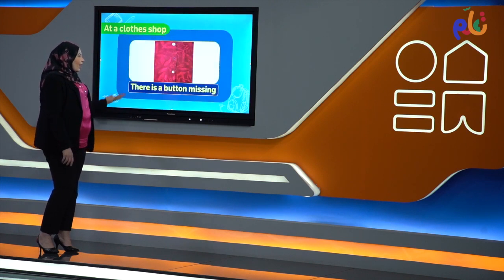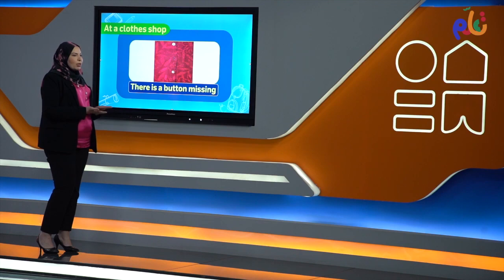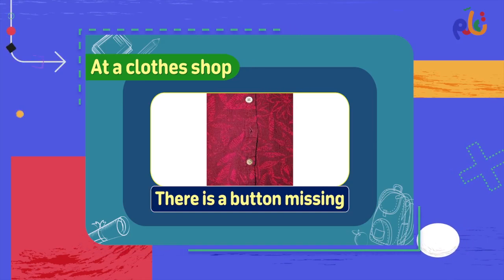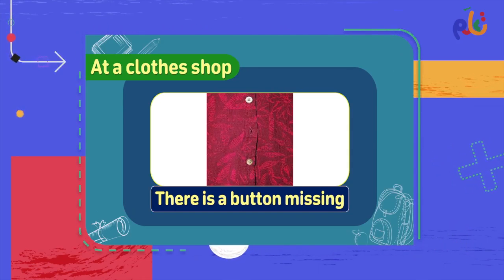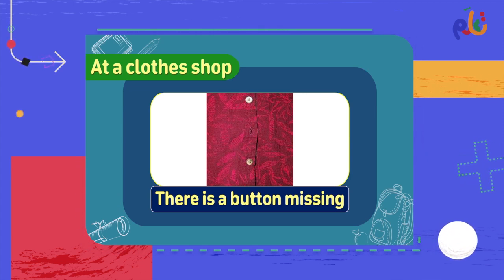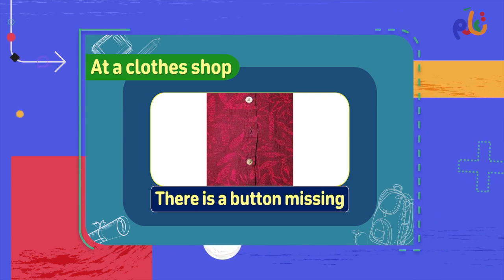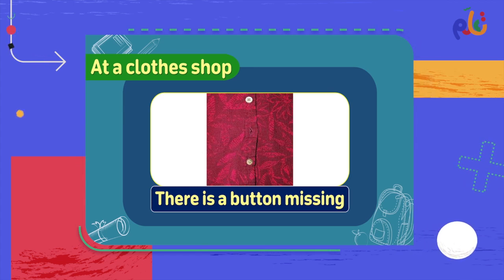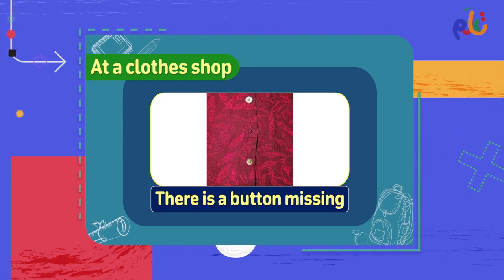The first problem that we have is there is a button missing. When you get a blouse or a jacket and you go home and just try it on, you find out that one button is not there. So there is a button missing.